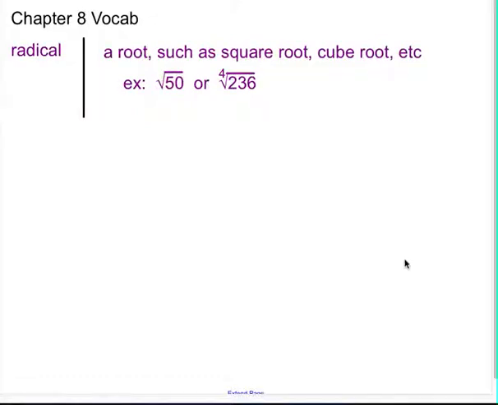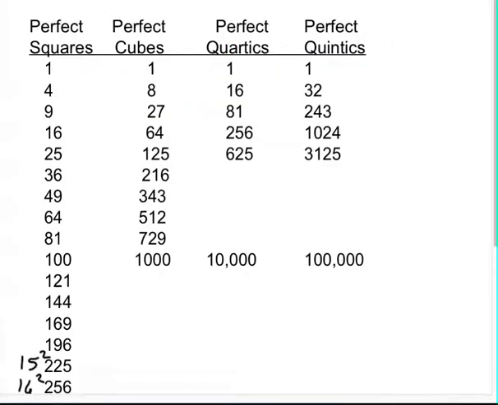Radical and rational exponents. So we've seen how to work with square roots, but now we're also going to look at cube roots, fourth roots, etc. So here are a couple of examples of radicals. And in order to work effectively with radicals, you need to know some of the perfect squares, cubes, quartics, which would give us fourth roots, and quintics, which will give us fifth roots.